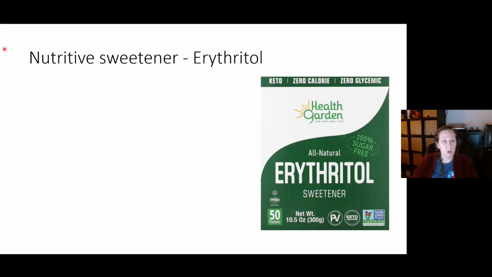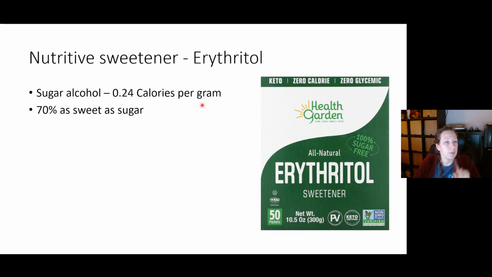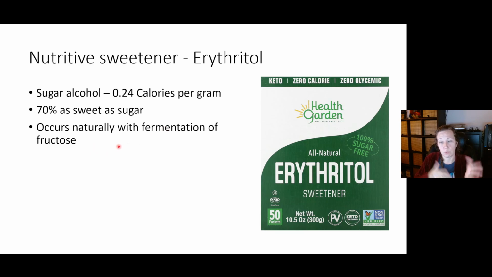This one is also not in the book, erythritol, but again, it's one that is more popular on the market today, and so I've included it. So erythritol, as you could guess from the "ol," is also a sugar alcohol. It has much lower calories per gram than the other three that we've discussed, though, only 0.24 calories per gram. It's 70% as sweet as sugar. It occurs naturally with the fermentation of fructose. So as fruits ripen, fructose does ferment some, and erythritol is produced.